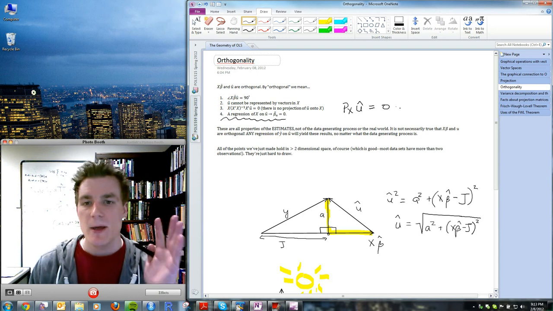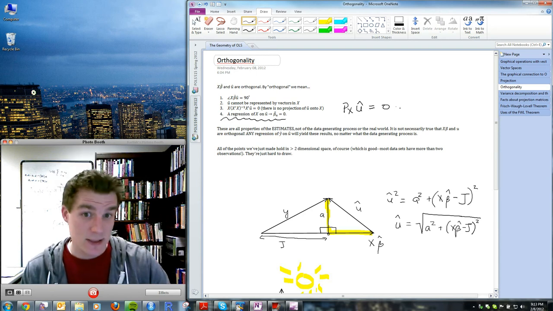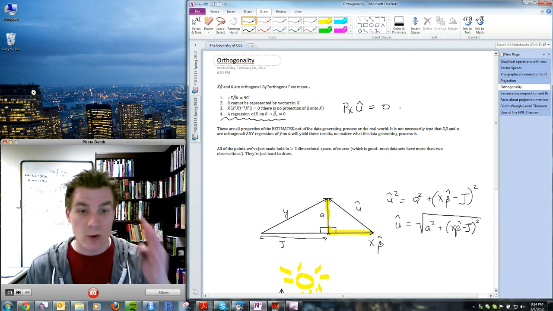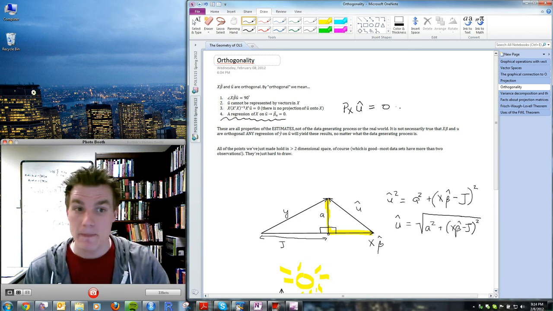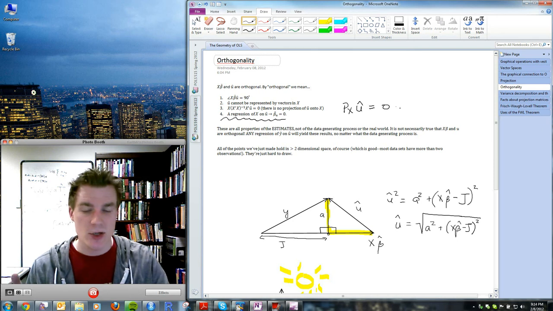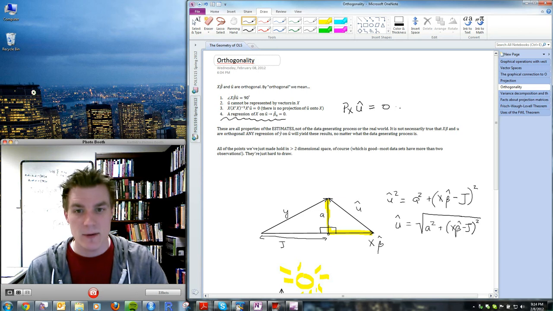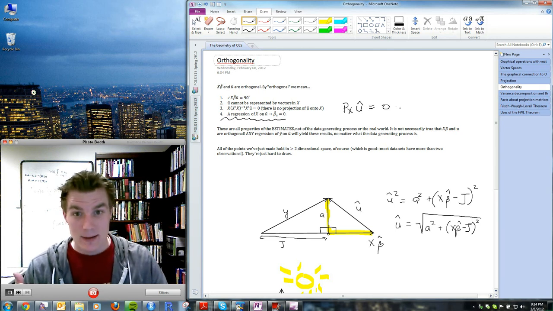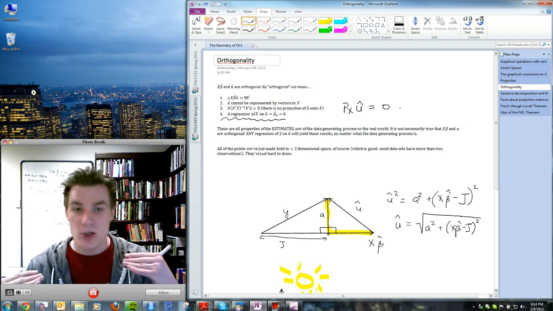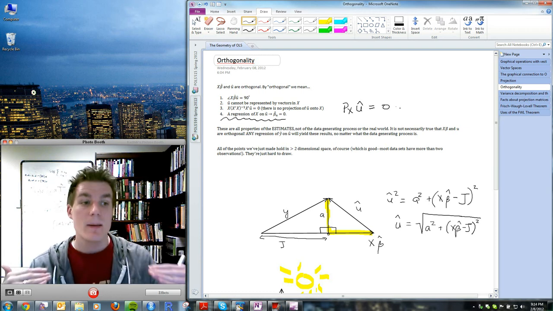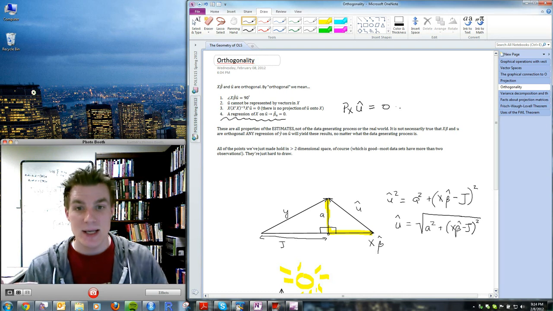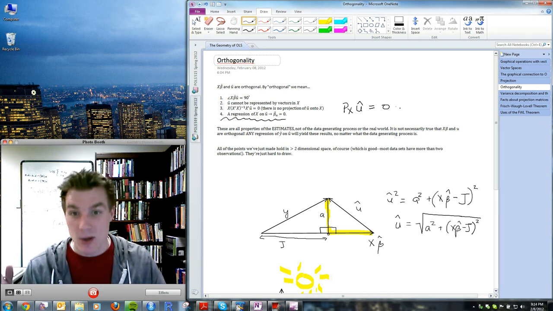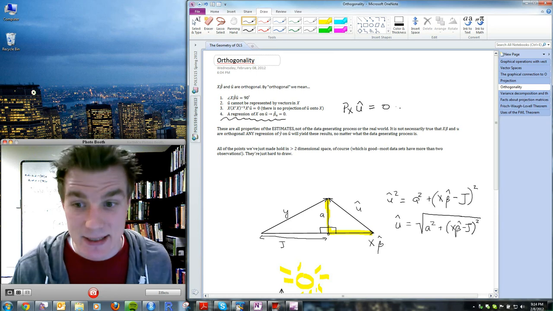Now, one thing I want to emphasize to you is that these are all properties of estimates, not of the data generating process of the real world. We're not talking about u and x beta here. It is not necessarily true that if there's a real data generating process that's linear, x beta, and a real error term u, that those two things will necessarily be orthogonal. What I'm telling you is if you're in a regression and you fit y hat and you fit u hat, if you regress y hat on u hat, you will get 0 correlation by definition, no matter what the data generating process is, period. That's my point.